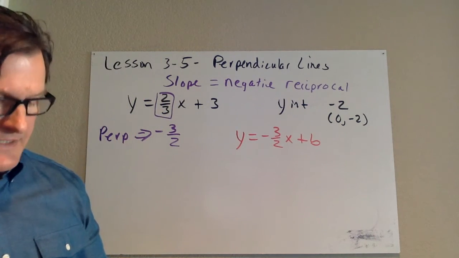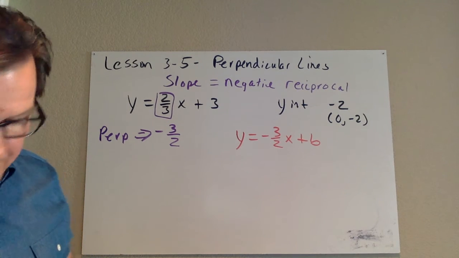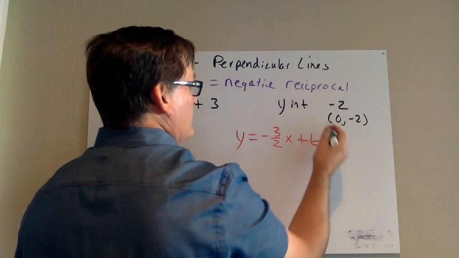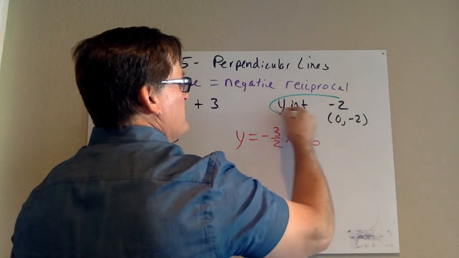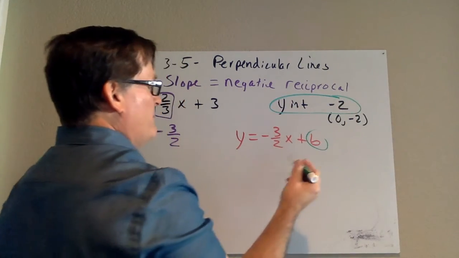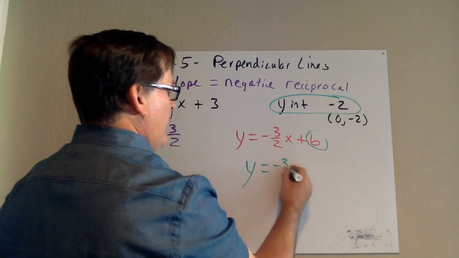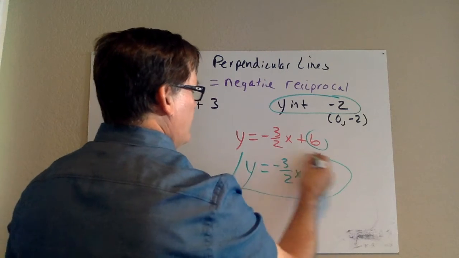Now we're going to use the rest of the information to find the y-intercept. Taking it from there, we don't even have to go much further because we know the y-intercept is -2. That gives us our b straight up, which is why I made this point. So y equals -3/2 x minus 2. That's our line and we're done.